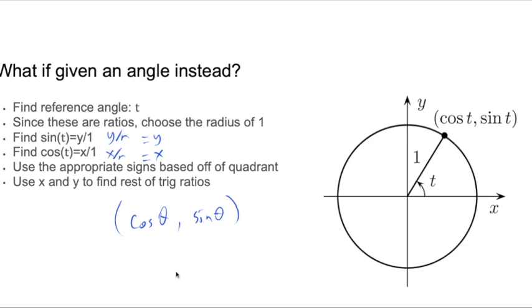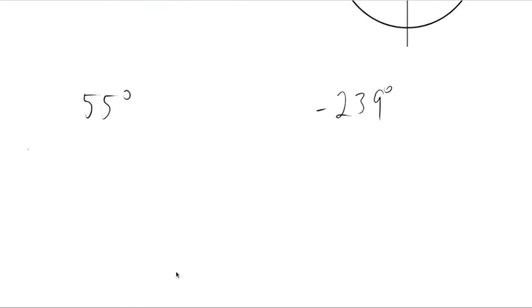So let's try some. So we have 55 degrees. Okay, we can do that. So again, I'm just trying to find the point. So I'm choosing the radius to be 1.